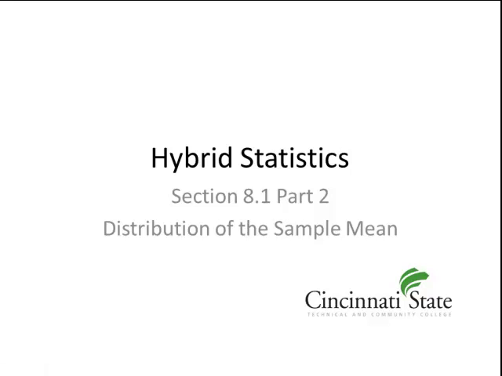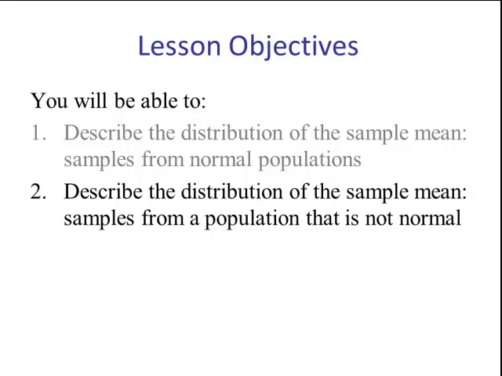Section 8.1 Part 2, Distribution of the Sample Mean. Lesson objective: describe the distribution of the sample mean from samples from a population that's not normal.